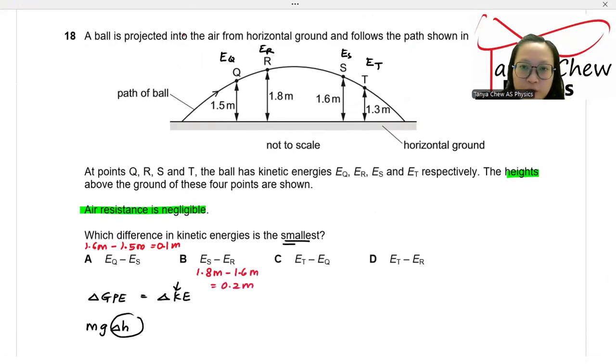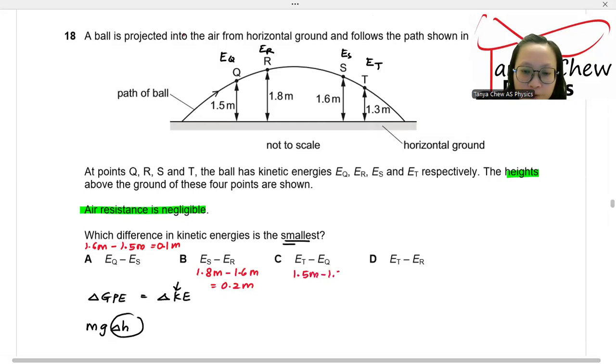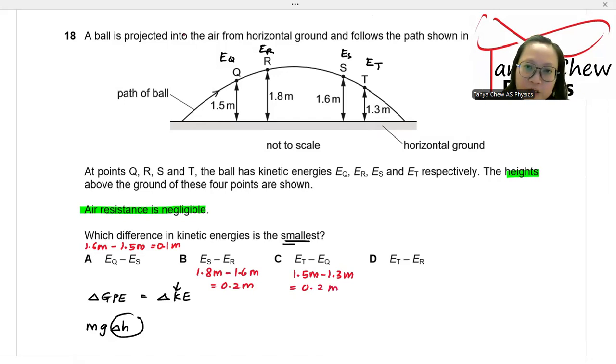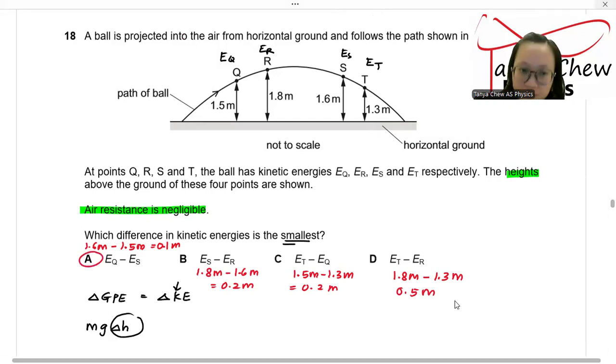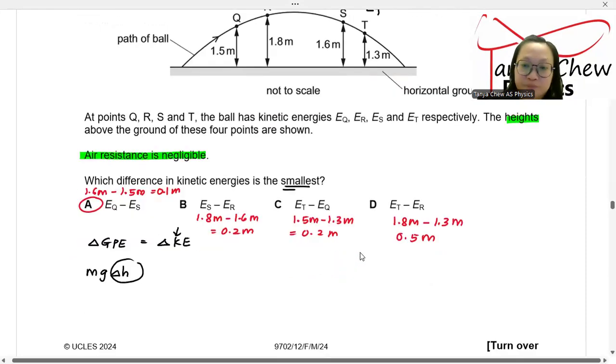ET and EQ. ET is 1.3. EQ is 1.5. So 1.5 meter minus 1.3 meter. You get 0.2 meter as well. ET and ER. ER is 1.8 meter. ET is 1.3 meter. So you get 0.5 meter. So the smallest change in height is A. So that is why A will give you the smallest difference in kinetic energies.